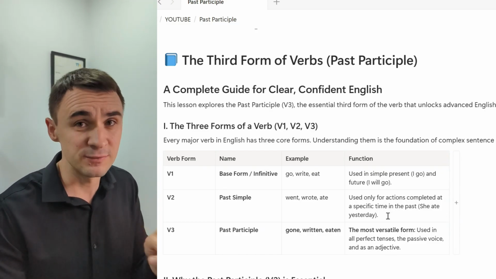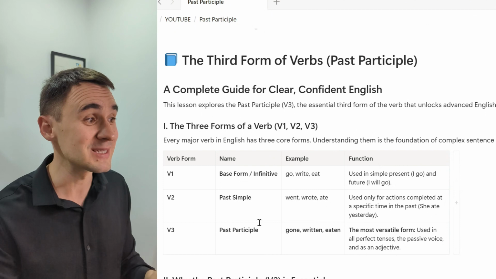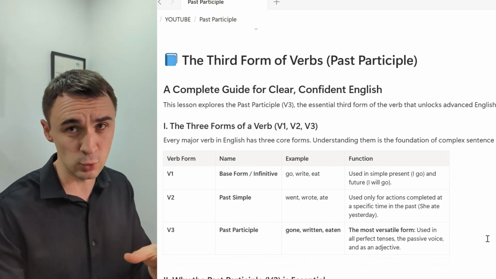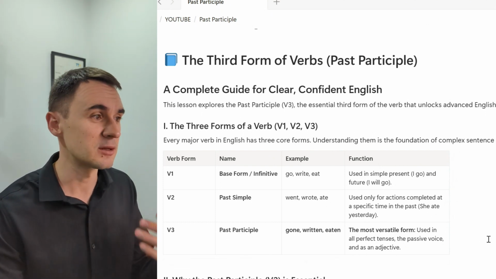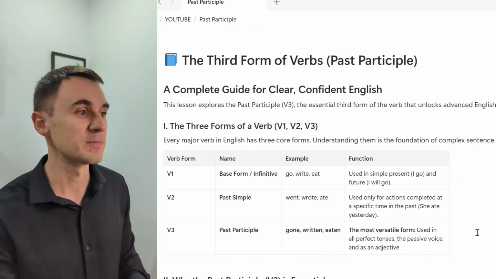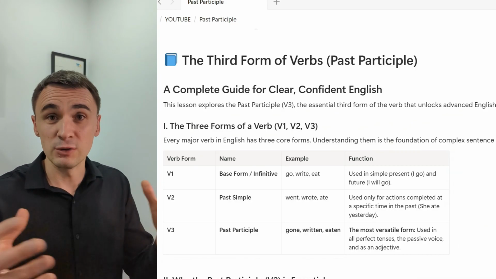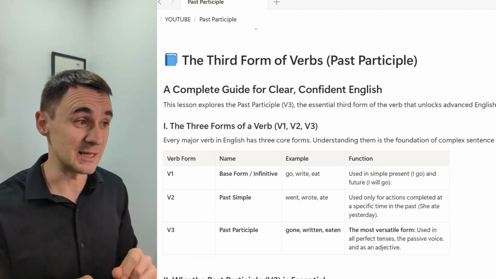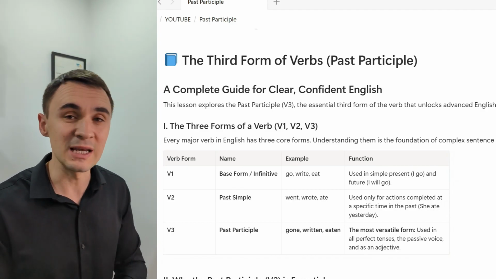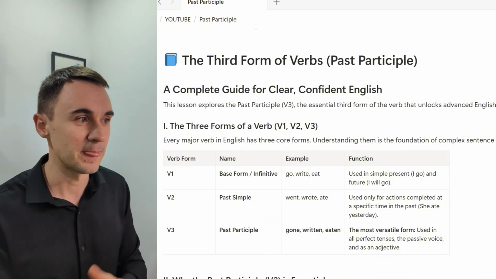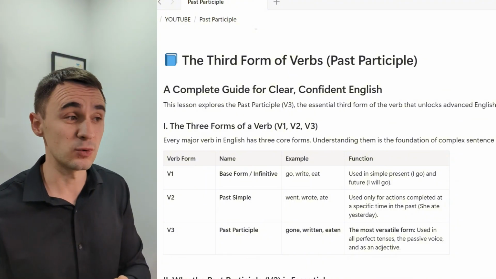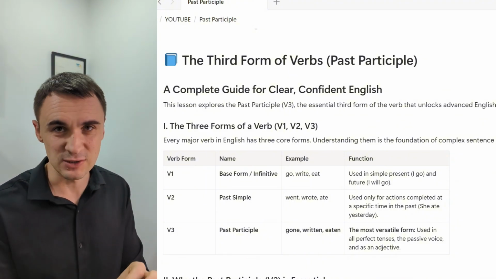Now, what about V3, or as we call it, past participle? These are words like gone, written, eaten, okay? So it's the most versatile form. We use it in many different cases in English. For example, we use it in all perfect tenses. We also use it in passive voice and as an adjective.